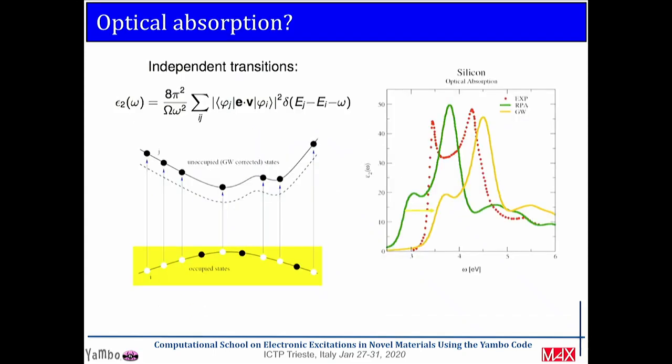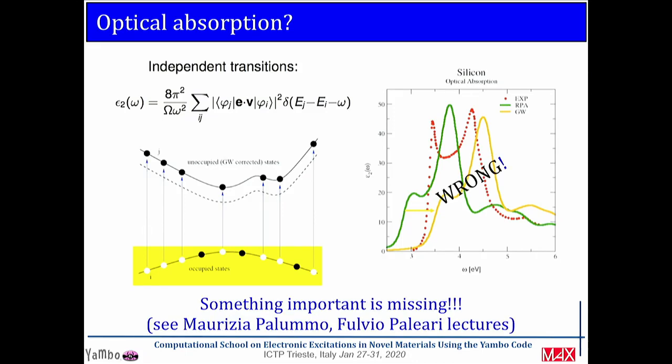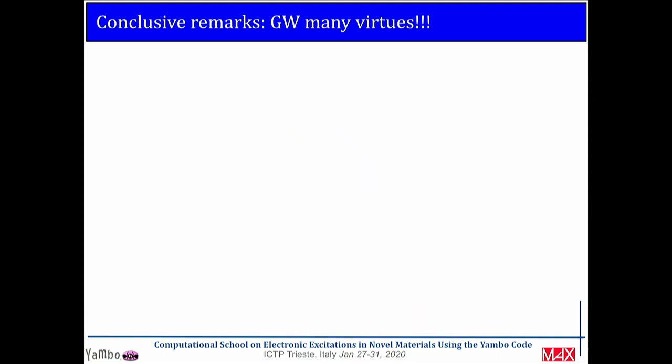Optical absorption, this is silicon, I think will be shown tomorrow in many flavors. In this picture, we have the experiment and the RPA absorption. If we just plug in the GW energies, this does not do the job. In this case, it's just a red shift, so something is missing in the description of the absorption. That will be the topic of the theoretical and practical lecture of tomorrow. Some important ingredient is missing, and we will have the lecture by Maurizia and Fulvio addressing this point.